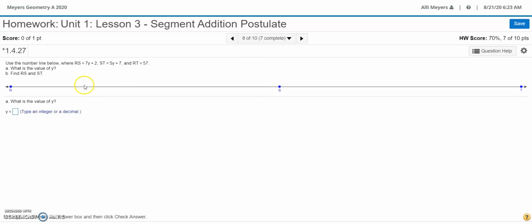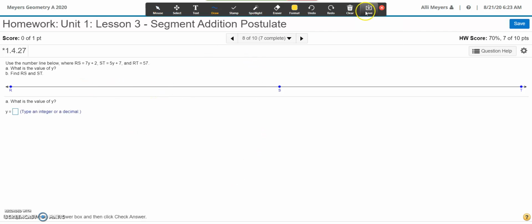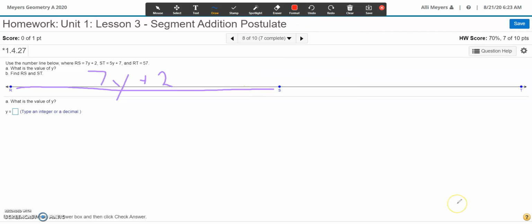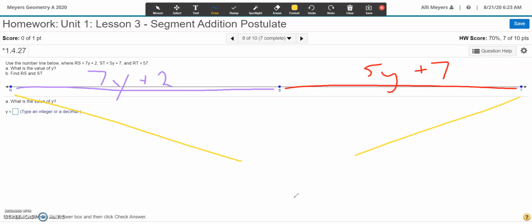Number 8, use a number line. Again, they're telling me these different pieces here, so you always want to go in and label. RS is 7y plus 2. That's this one. ST, we'll use a different color here, from here to here is 5y plus 7. And then the whole thing is 57 from R to T.